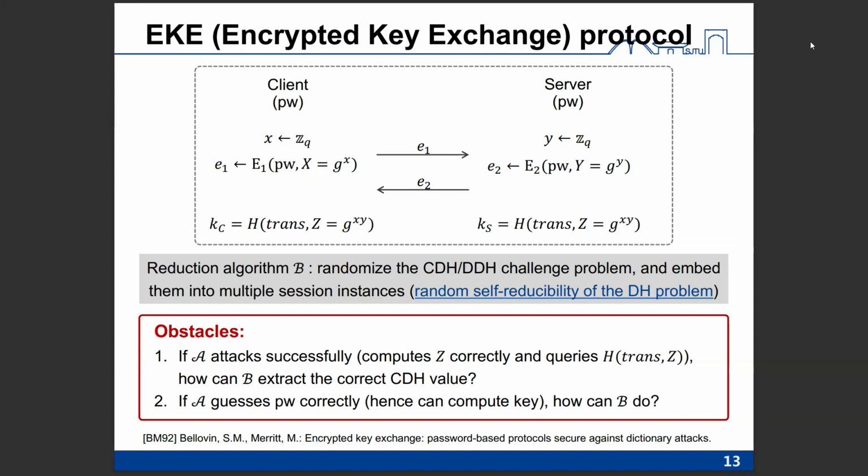And for the second obstacle, now if A correctly gets the password, what can B do? In this case B cannot compute the session key as before, and we notice that since the password entropy is very limited, A can guess it correctly with a non-negligible probability. So in this case, what can we do? On the way towards tight security, we need to solve these two obstacles.